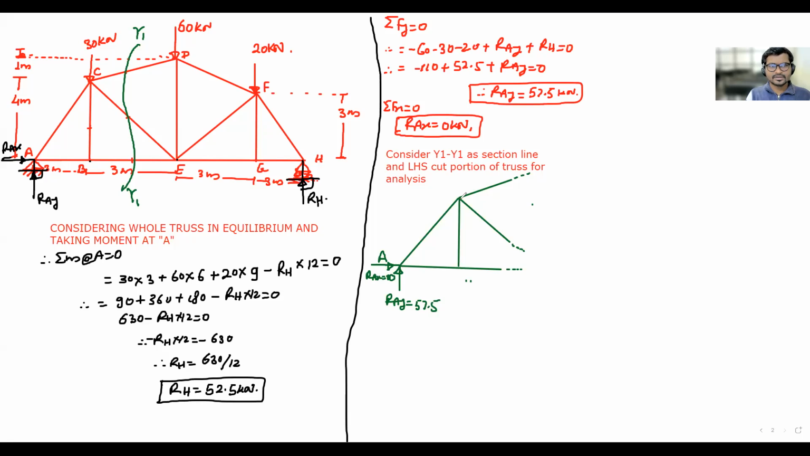Then at C there is a load coming downward of magnitude 30 kilonewtons. This joint is B. Who will tell me the name of the force in this member? FCD. Exactly right. Then FCE and FBE.